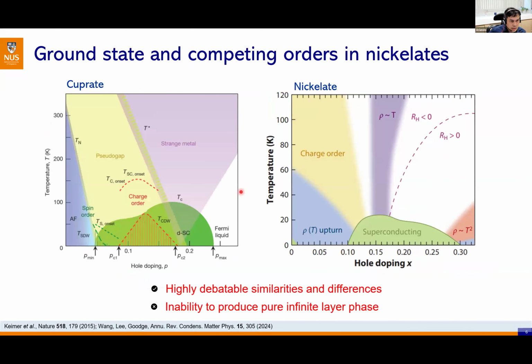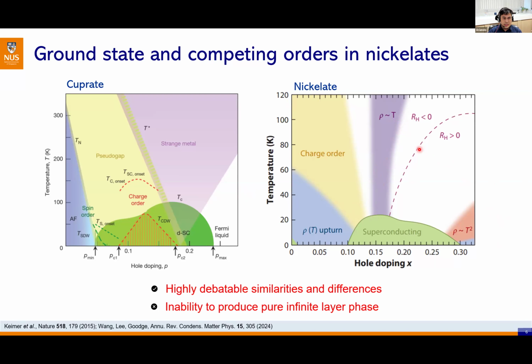Then the other things like the competing orders, so the reports on the charge orders, charge density wave, and as we just mentioned just now, there was a new report about the absence of this charge order by Carlsen's group. And of course, other things like the strange metal state. So the point is there are many important similarities, but clearly there are also very strong differences between the cuprate and the nickelate.